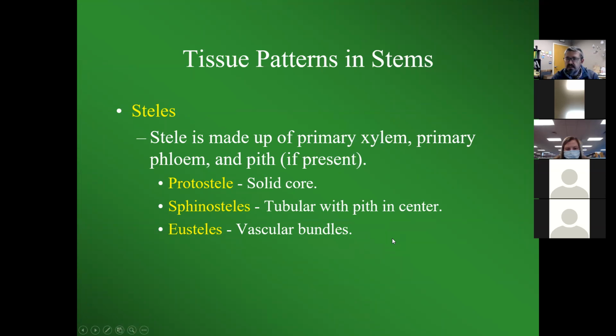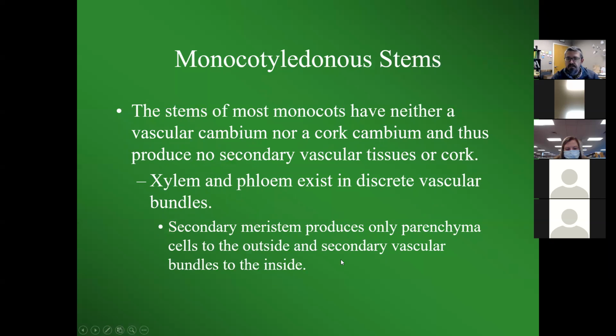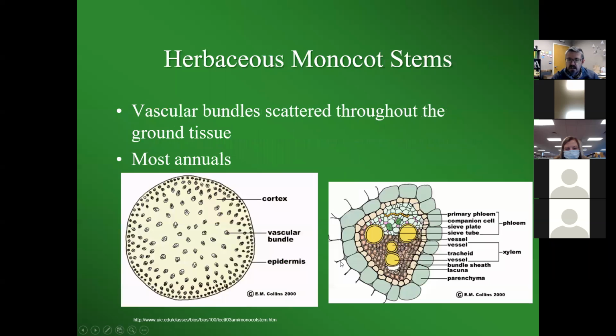We've talked about the steels. So this was kind of a review of some things. We've covered this: protostele, siphonostele, eustele. Monocots are scattered steles. Their vascular bundles are scattered. It's a eustele. It's a type of eustele.